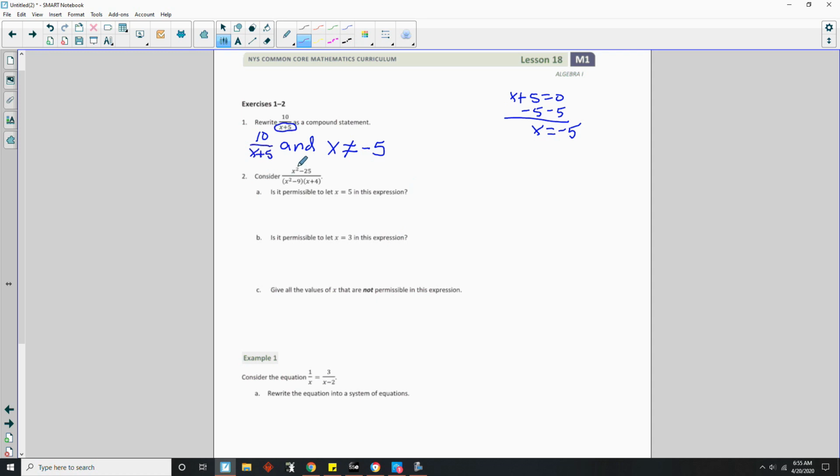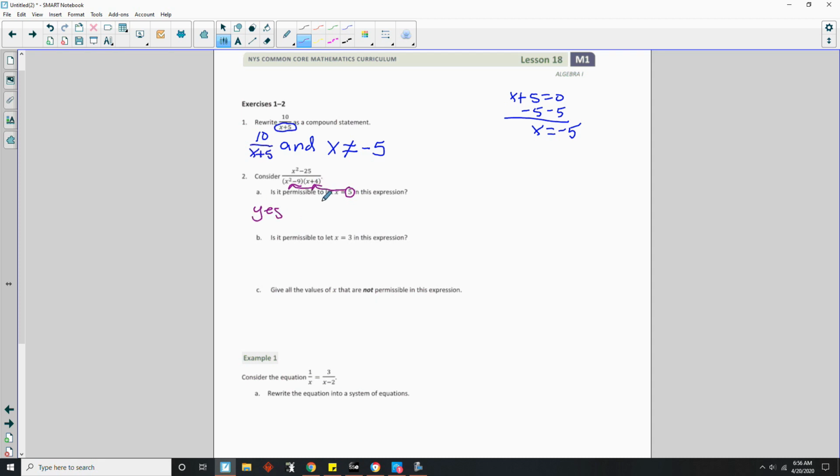Number 2 says, consider x squared minus 25 over x squared minus 9 times x plus 4. Is it permissible to let x equal 5 in this expression? What they're asking is, can I take this 5, plug it in here, and not get 0? And the answer is yes. 5 plus 4 is 9. Can I take that 5 and plug it in over here and not get 0? 5 squared is 25. 25 minus 9 is not 0. So is it permissible? Yes.